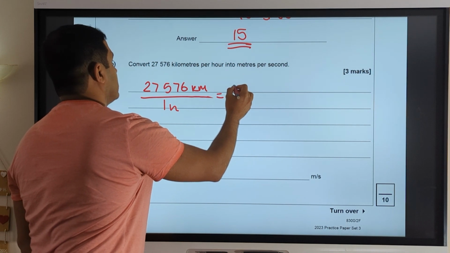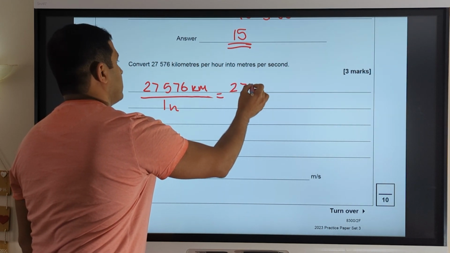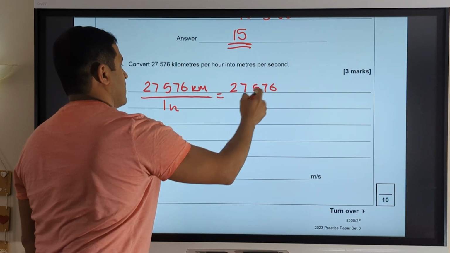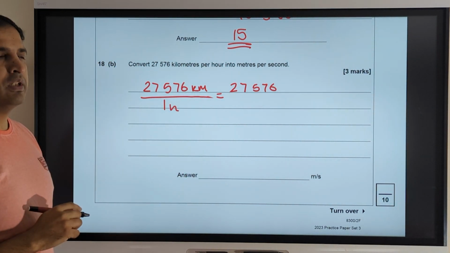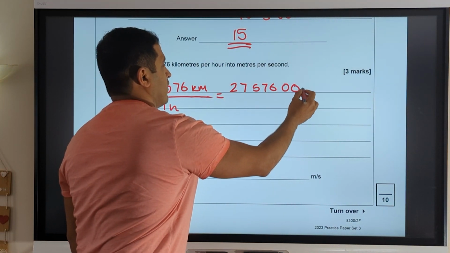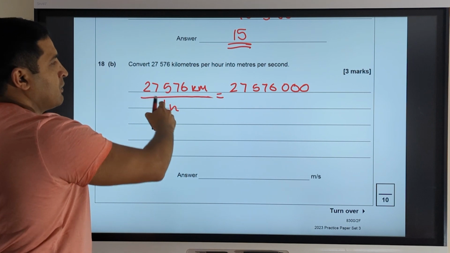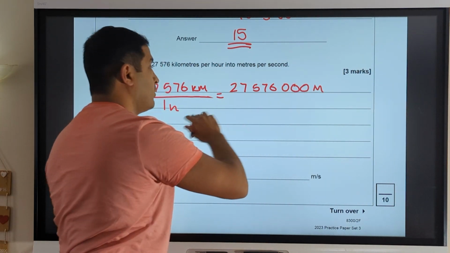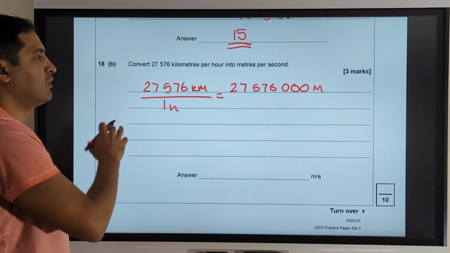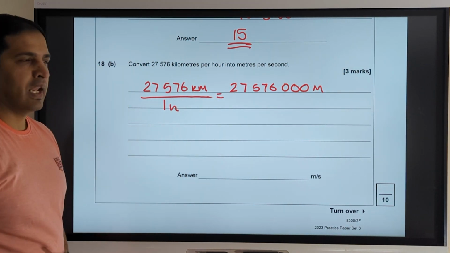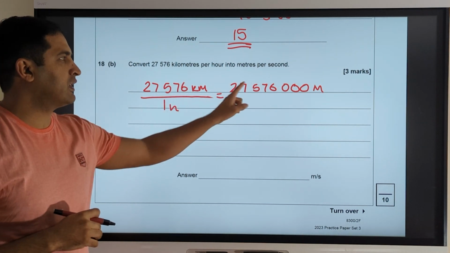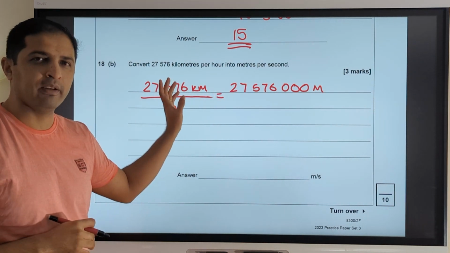So that would be 27,576. Sorry. How many meters are there in a kilometer? 1,000. So I'm going to multiply that by 1,000. That's how many meters that would be. So I'm not changing anything, just changing the unit from kilometers to meters. So I can't multiply the bottom number by 1,000 as well. All I did is change kilometers to meters. That's still the same distance.